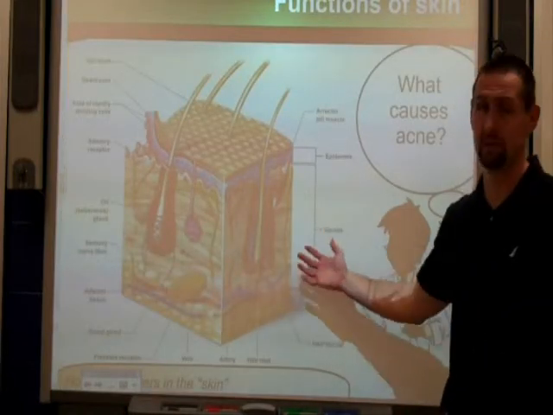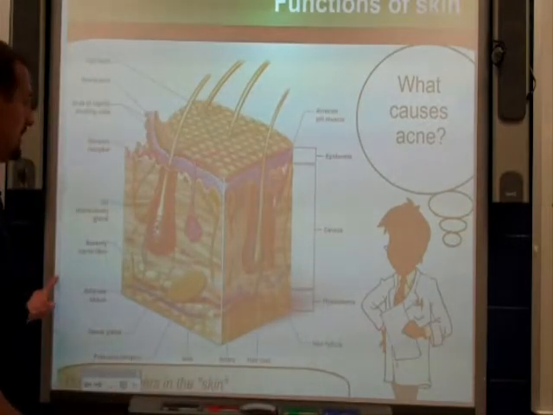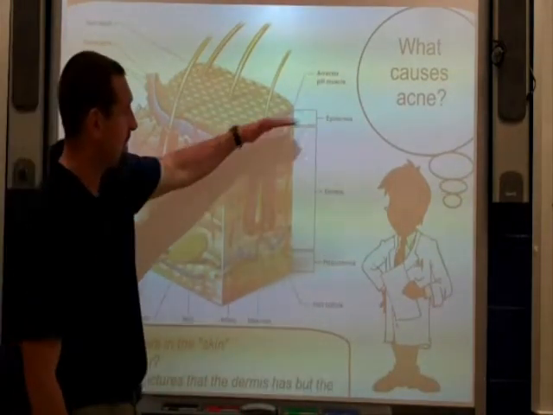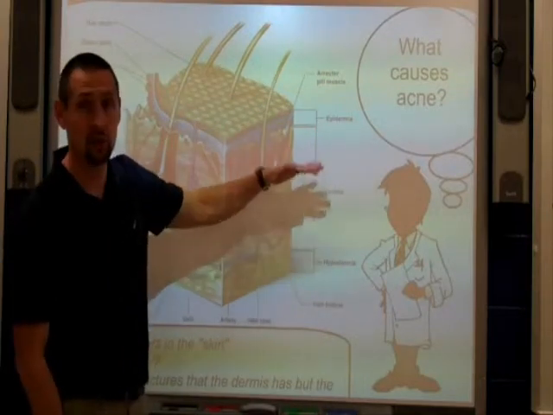Here are some of the major parts that are associated with skin, some of the structures that are associated with it. Notice first, the epidermis is this upper layer of skin. Dermis is this major lower layer.